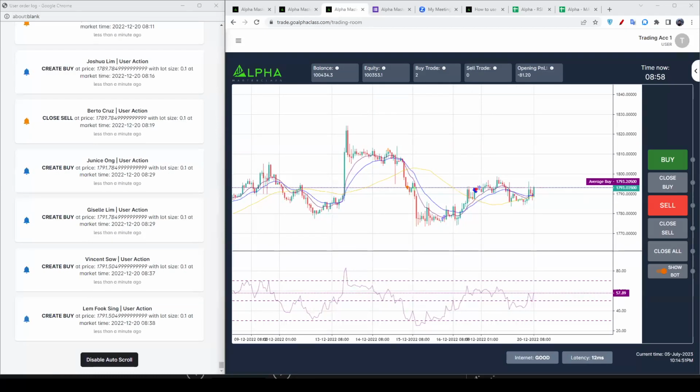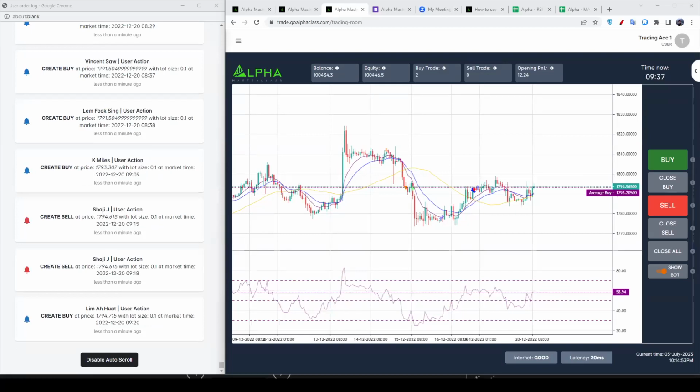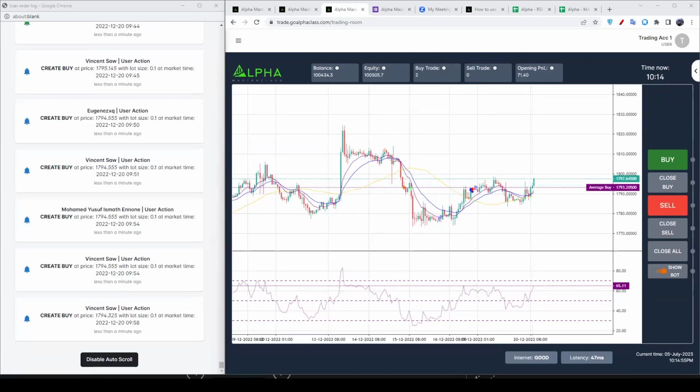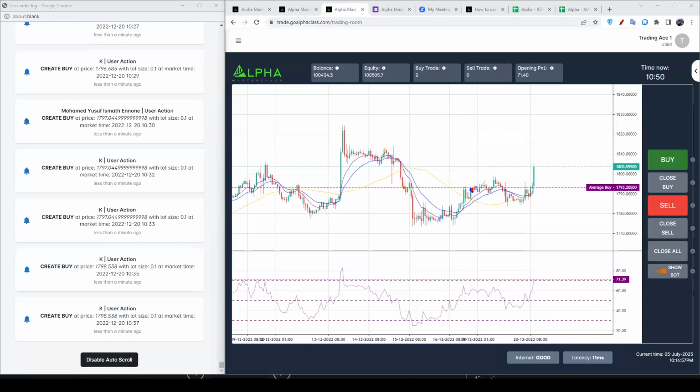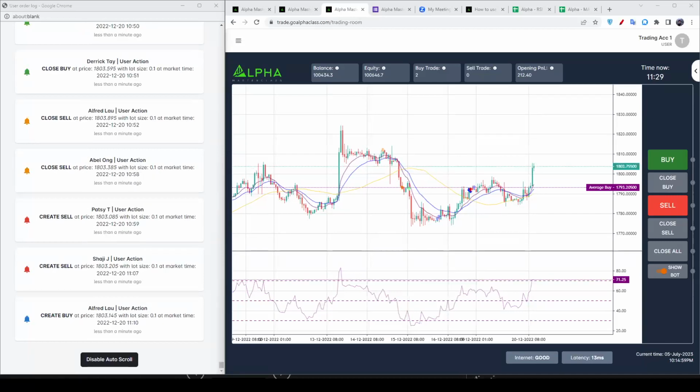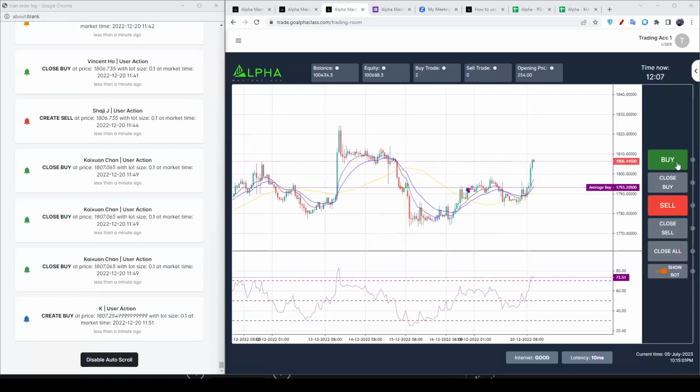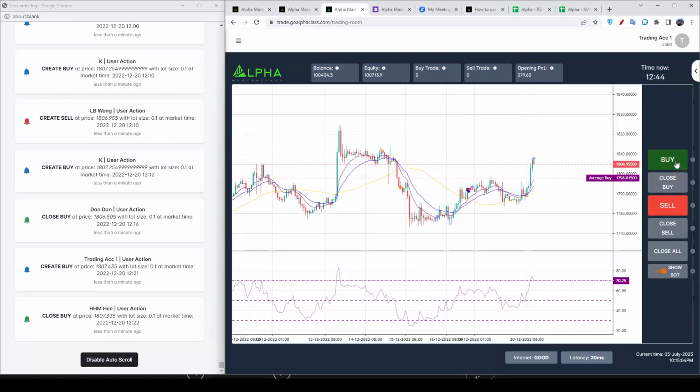Okay, so I just double check with my team. Those that using Google to log in, right? I believe that there is a problem with your pop-up system in your Google Chrome. So what you can do is that you will need to enable for the pop-up. Right? Enable for the pop-up.